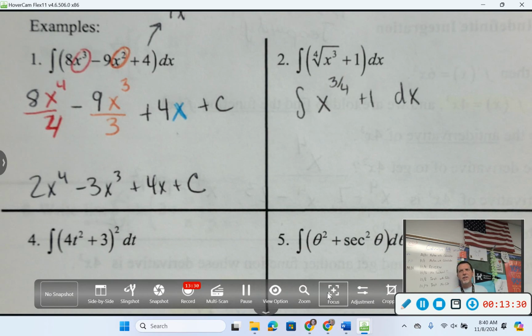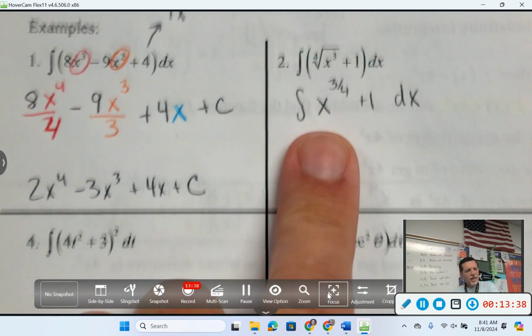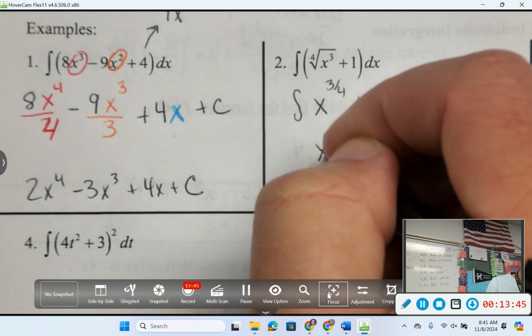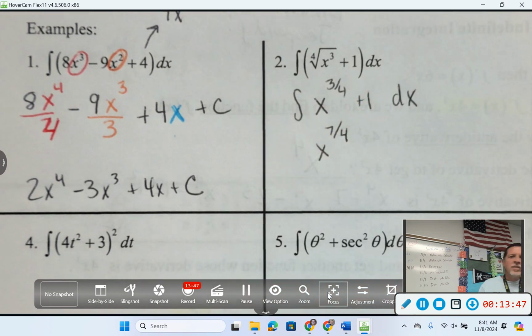Okay, so definitely slowing down on this one. This is like backing up around a curve here. You just really slow it down. Increase the power by 1. 7/4. Divide by the new power.